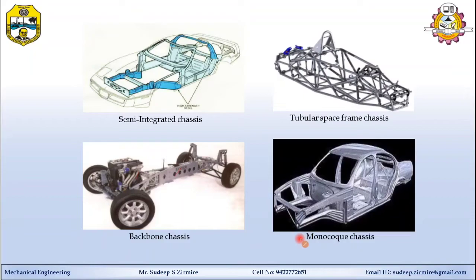Last one in this point is the monocoque chassis. Most modern cars use this type of chassis, and it is a single piece of framework that gives shape to the entire car and is built by welding several pieces. It uses small spot welding, and demand for this monocoque has increased because it is suitable for robotized production. It is suitable for mass production.